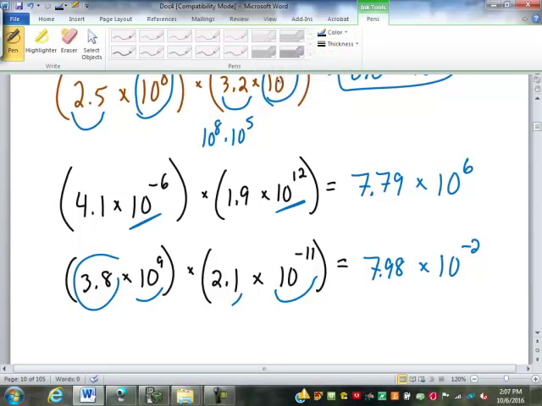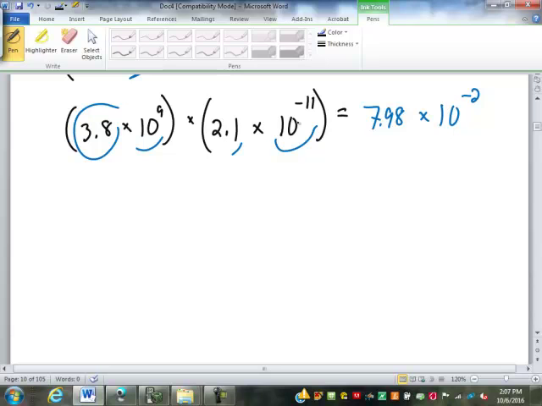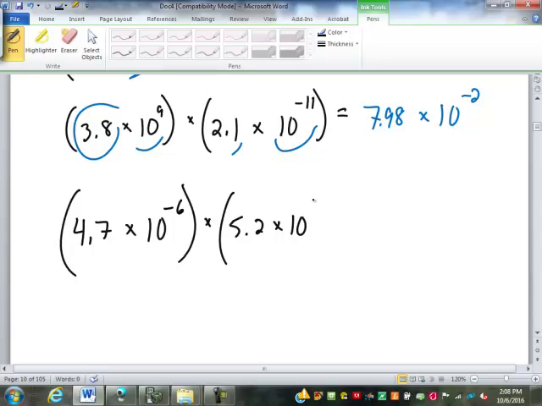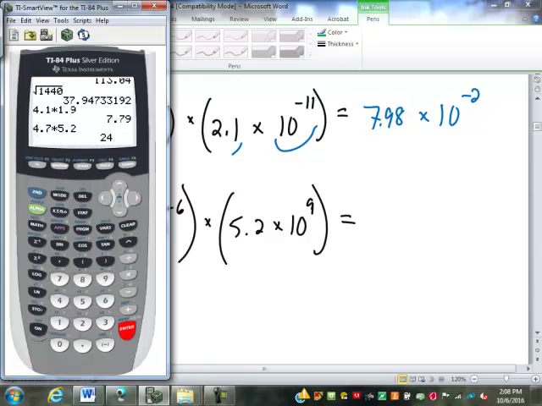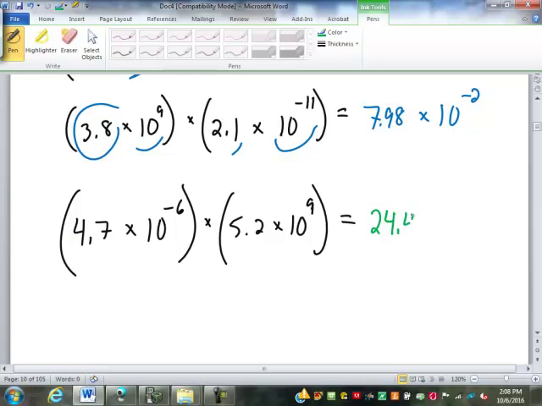Good. Now, of course, it doesn't always stay that easy either. We can have 4.7 times 10 to the negative 6th times 5.2 times 10 to the 9th. Of course, we combine our counts. 4.7 times 5.2. There you go, 24.44. And then we combine our names. 10 to the negative 6 times 10 to the 9th. 10 to the positive 3, right? Negative 6 plus 9 is a positive 3.